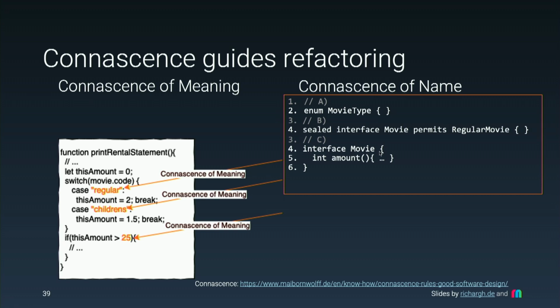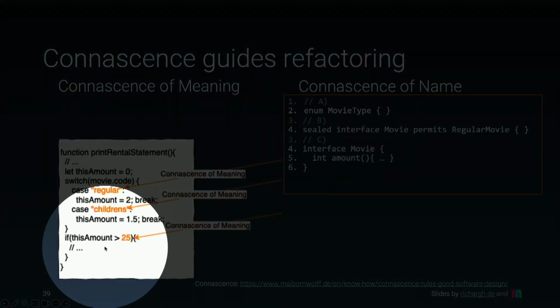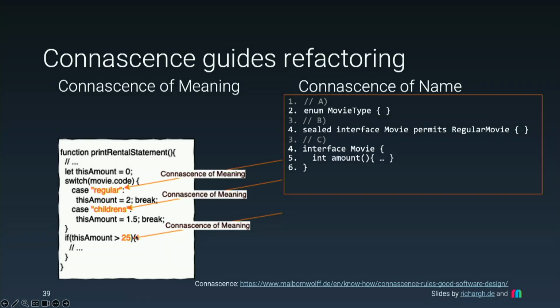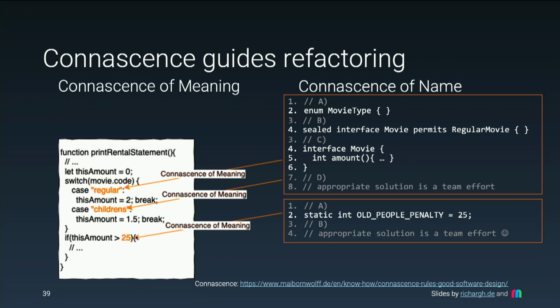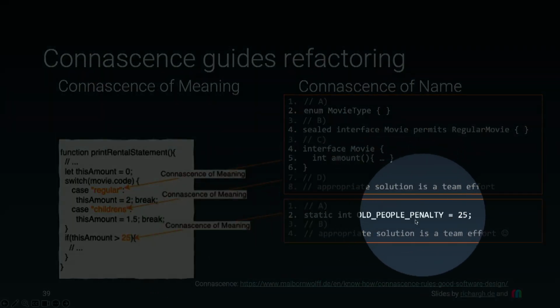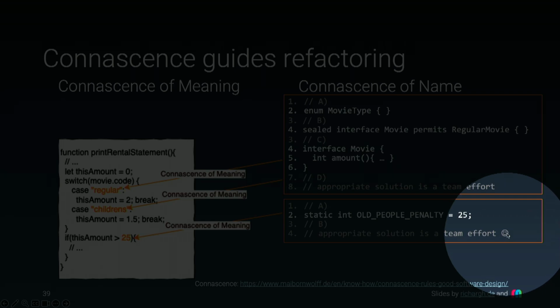And the lower one, this amount larger than 25. Why 25? Well, it turns out 25 has something to do, oh, sorry, skipped ahead one. 25, you could have something like an old people penalty. If you rent lots of stuff at the same time, you're probably an old person. I'm joking. Yeah, an appropriate solution is a team effort, big smiley, well, small smiley face.